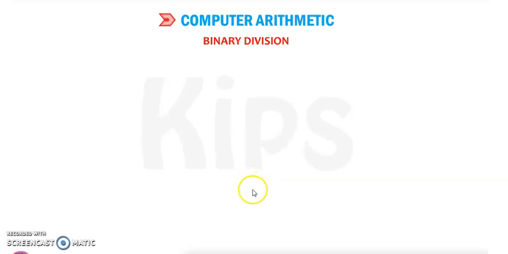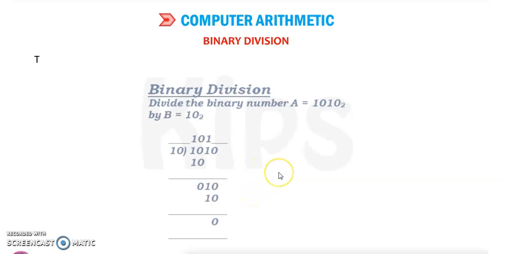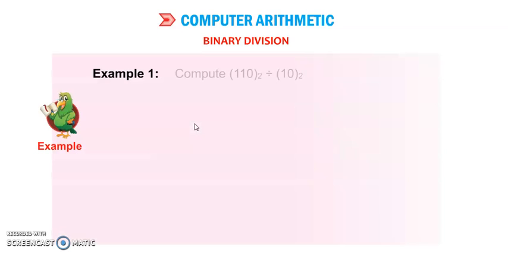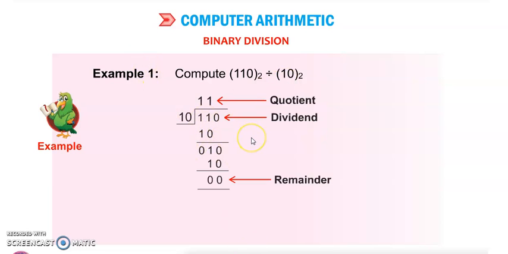Okay, so the next topic is binary division. The method of performing division of two binary numbers is the same as for decimal numbers. See the example given below. Example number 1: we have to divide 110 by 10. So how will you do it? You can see here.